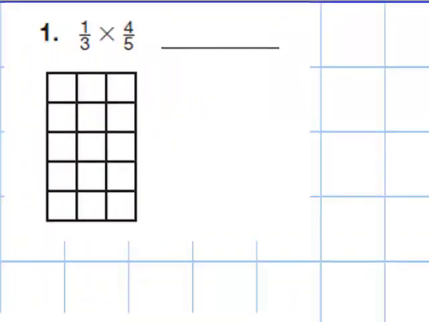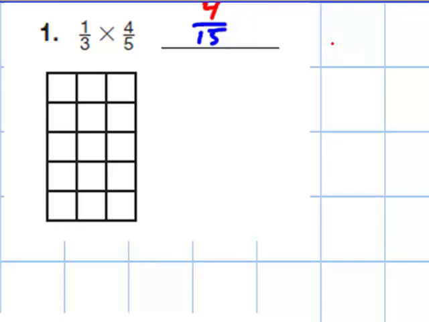Again, we're going to multiply the denominators, multiply the numerators, and simplify. So let's multiply the denominators. 3 times 5 equals 15. And then let's multiply the numerators. 1 times 4 equals 4. 4/15. Well, neither one of these are prime numbers. They're not both even numbers.